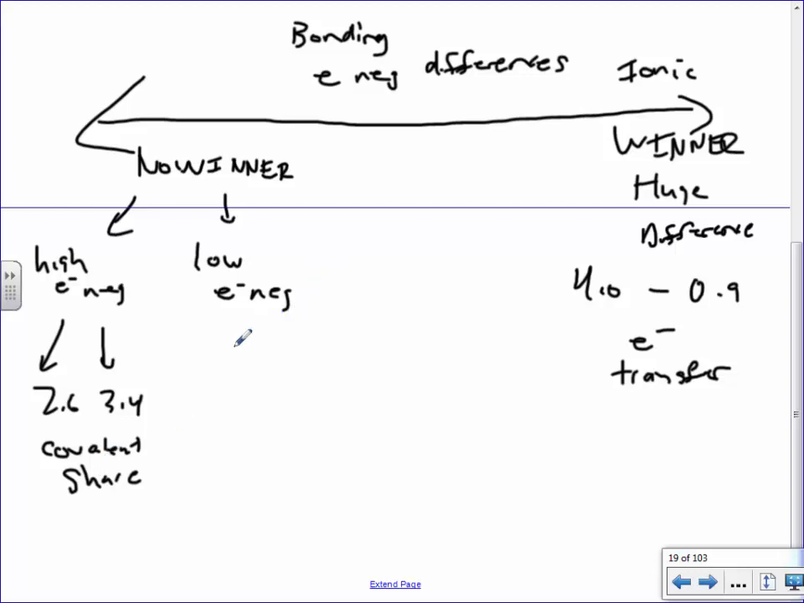Okay. But there's another possibility. What if they both have low electronegativities, like say a 1.2 and a 1.3? What ends up happening here? Nobody wants electrons. This is metallic bonding.